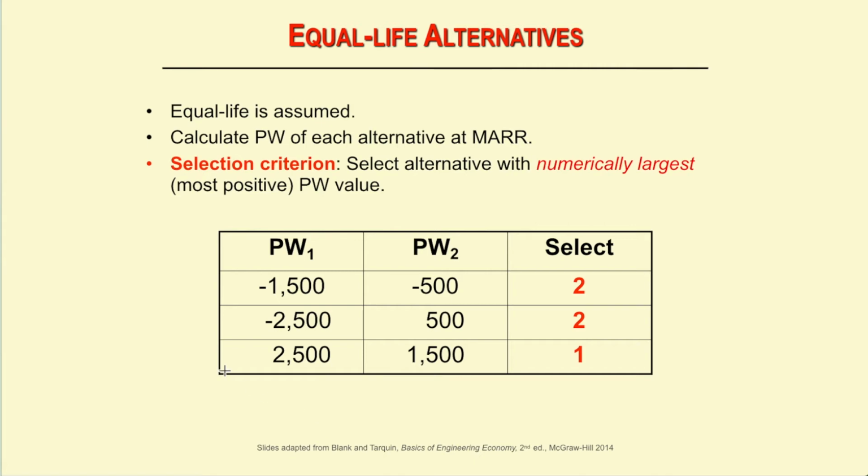And finally, in the third line here, the present worth value of the first alternative is $2,500 and the present worth value of the second alternative is $1,500. Therefore, alternative number 1 should be selected because its present worth value is more positive than the present worth value of the second alternative.